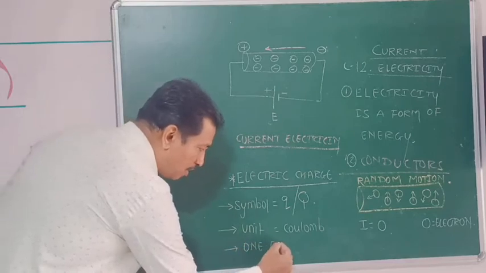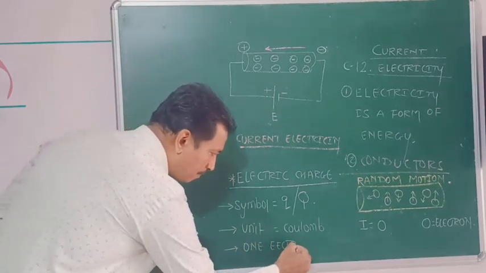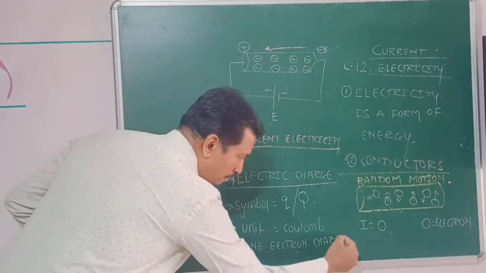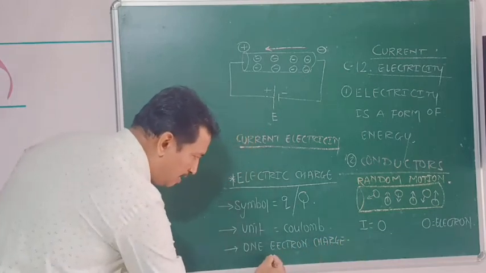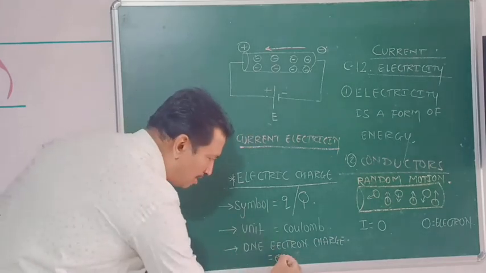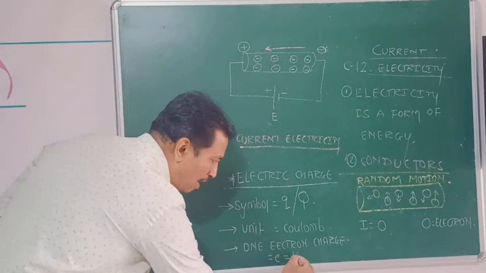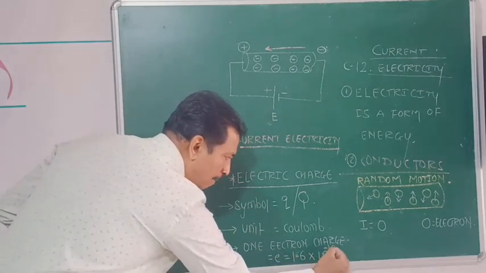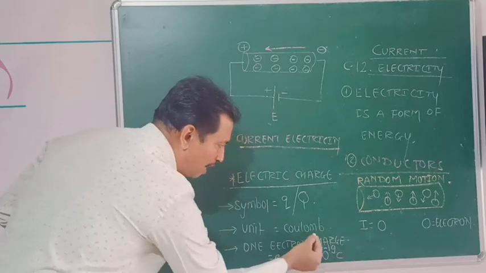1 electron charge is denoted by e, and it is equal to 1.6 × 10^-19 C, as usual, Coulomb.